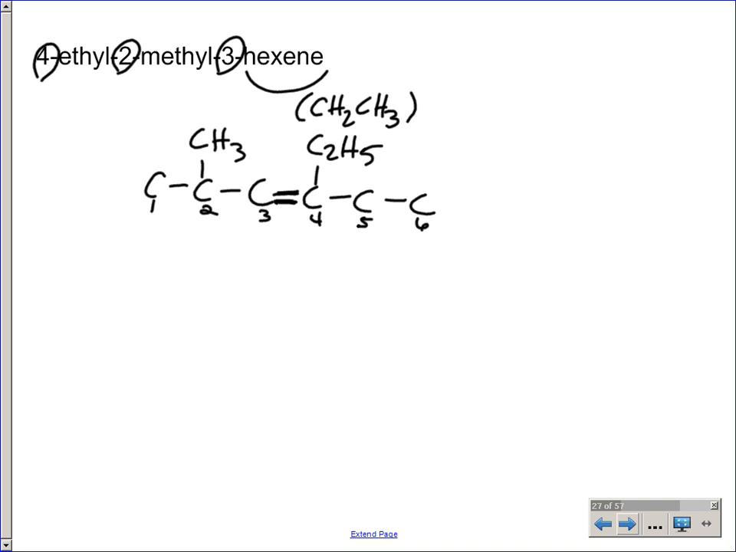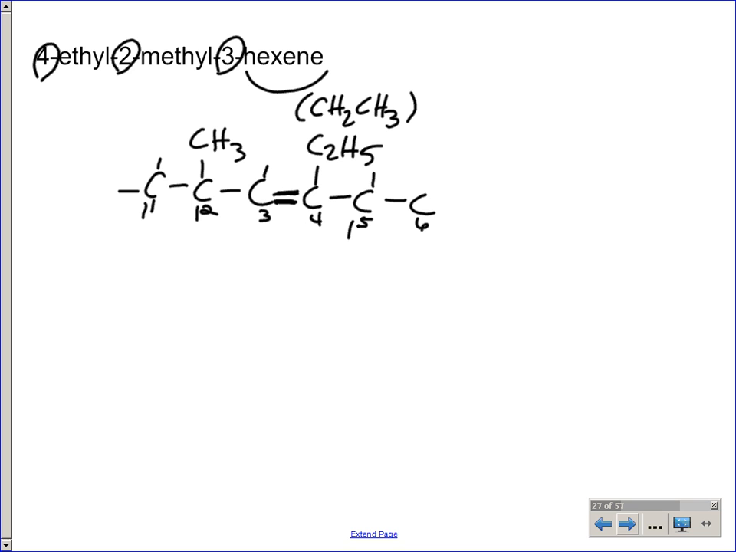Because all carbons want four things attached to them, four bonds. So this first one will have one, two, three hydrogens there. The second one will have another hydrogen. The third one will have another hydrogen. The fourth one is filled with four bonds already, so there's no need for extra hydrogens.